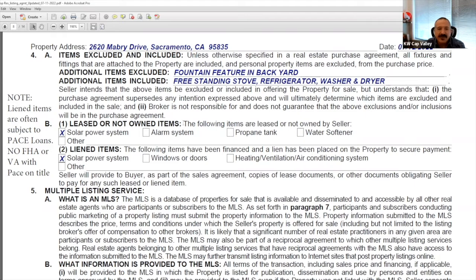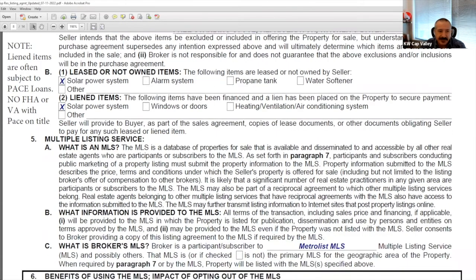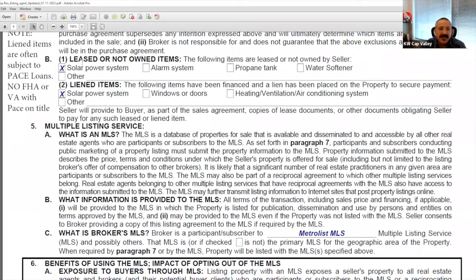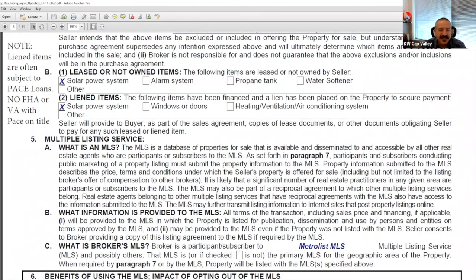You don't want to get in between that dispute. All right. Leased or not owned items and liened items. This is a really important topic in today's day and age. And the reason is primarily because of things like solar systems.